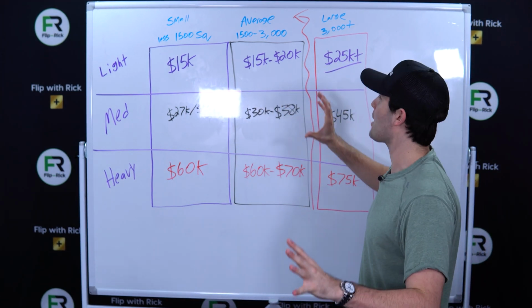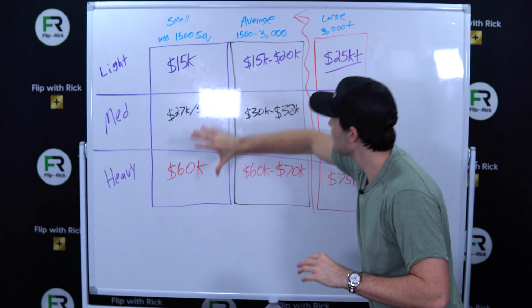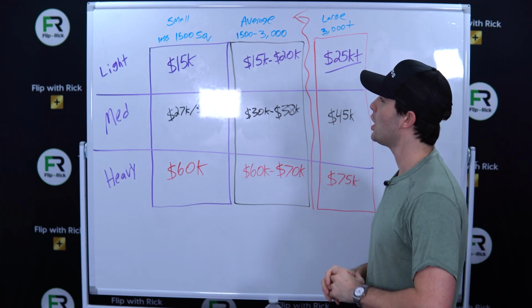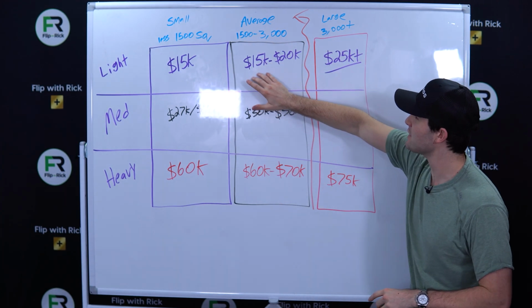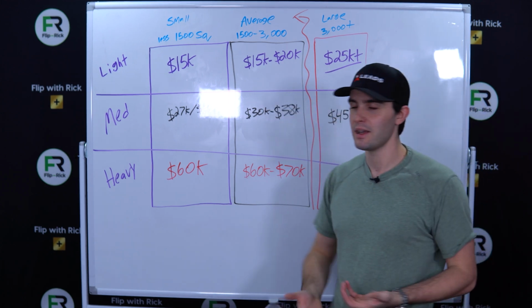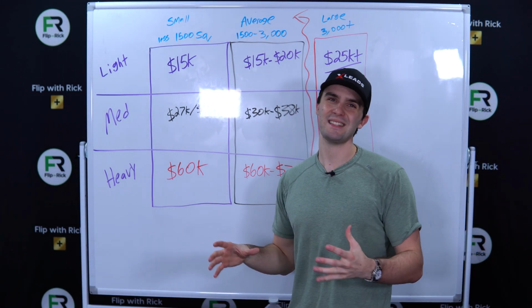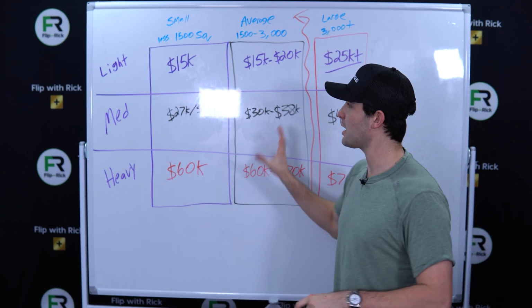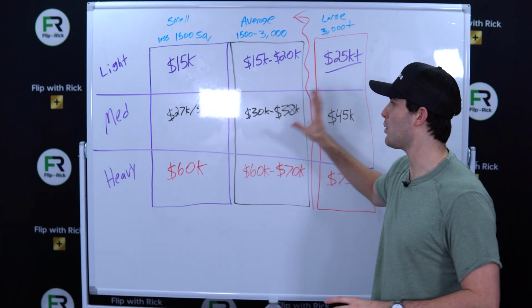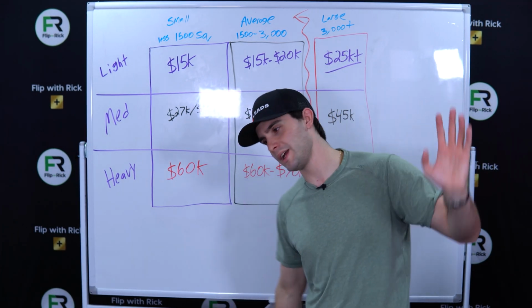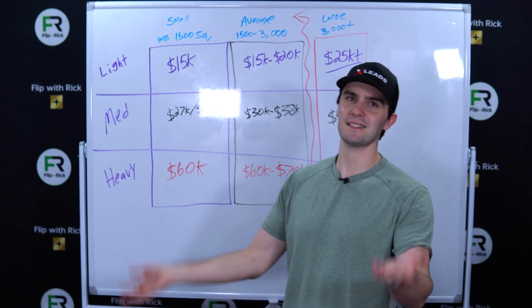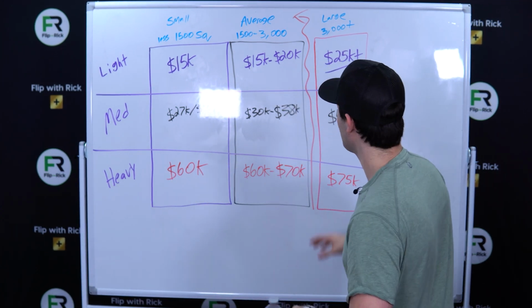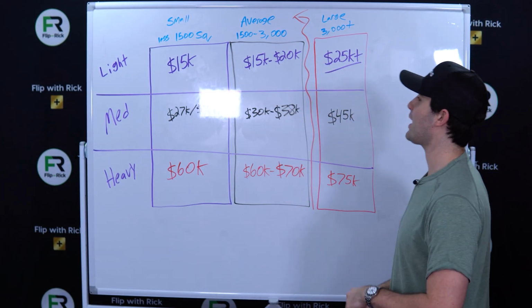For the average property, I would say 1,500 square feet to 3,000, our repair costs are probably gonna be between $15,000 and $20,000 for light. Hey, flooring, maybe the AC is not blowing as cold, but no crazy structural issues. We're gonna talk about medium. Medium's like, okay, we need to redo the bathrooms, redo the kitchen, make it look nice and sexy. Everything's outdated. You're probably looking at $30,000 to $38,000.